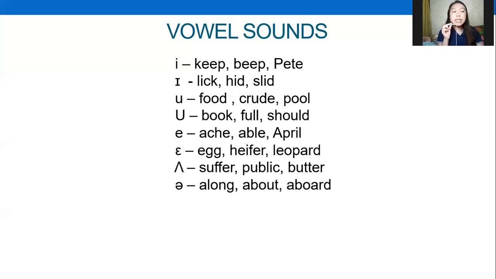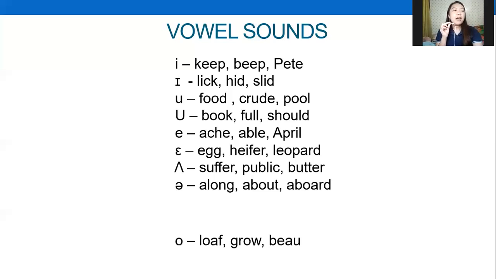But for words like along, about, aboard. The stress is on the second syllable, okay? Wherein the sound is on the first syllable, which is the unstressed syllable. So that means that if we are going to transcribe these symbols, we are going to use the schwa symbol. So again, caret symbol for stressed syllable and schwa symbol for unstressed syllable.